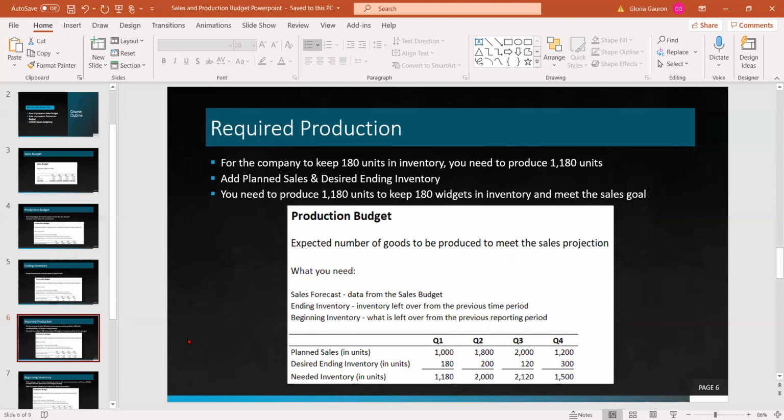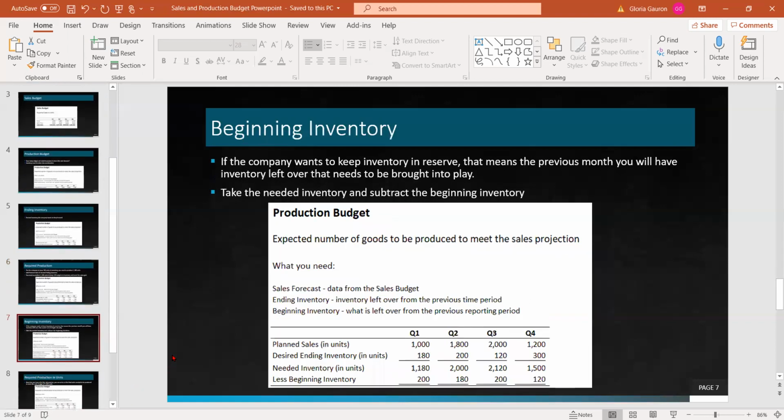The next step is to calculate, to say, okay, if that's what I want to have as ending inventory, this is the inventory that I need in units. So I have my sales units, 1,000, 1,800, 2,000, my desired ending inventory, and I add them together. That's my needed inventory.